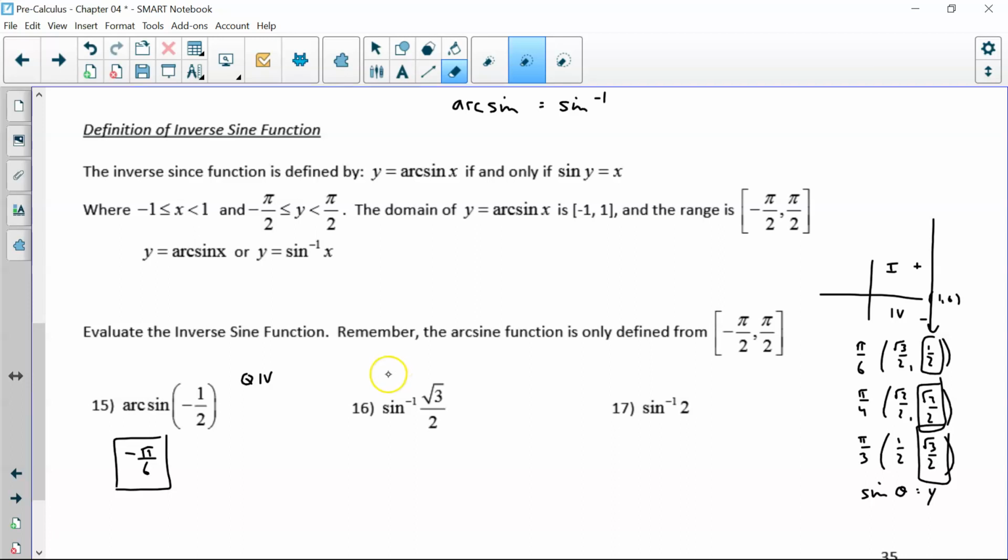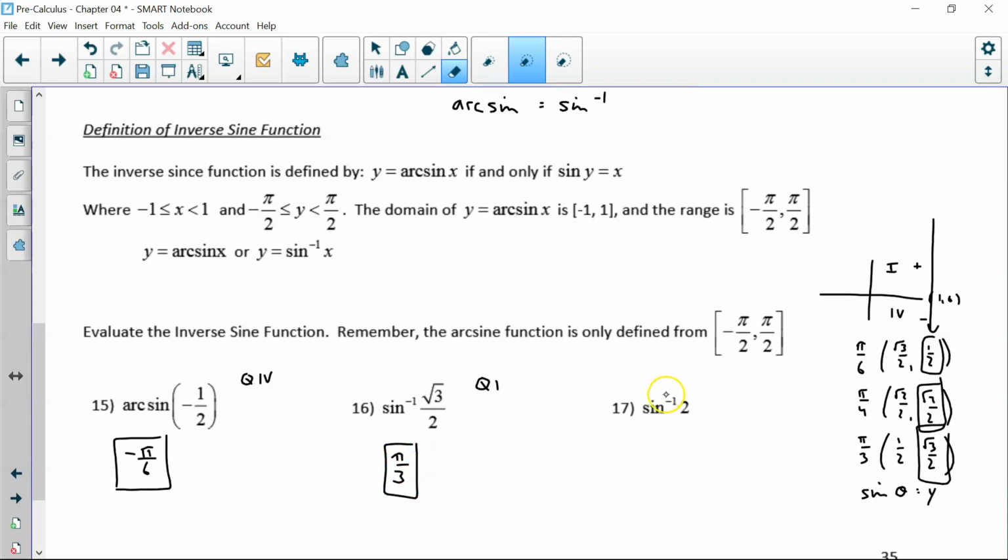The sine inverse, remember that's also arc sine, of root 3 over 2. It's positive, so we're in quadrant 1. Once again, you're looking at those y coordinates off to the side there. I see for pi over 3, our y coordinate is root 3 over 2, so we're at pi over 3.